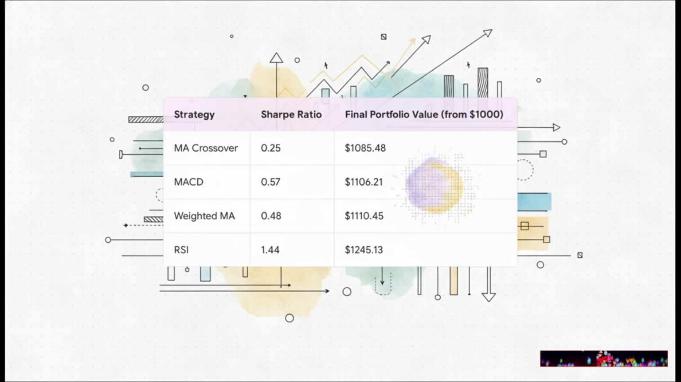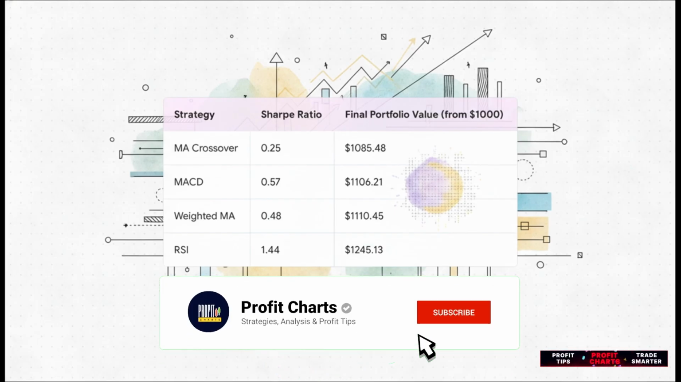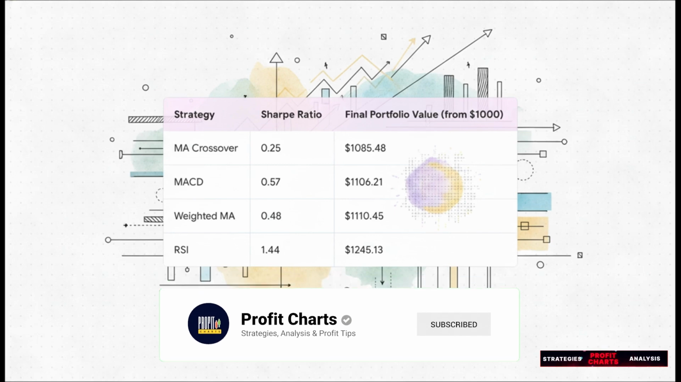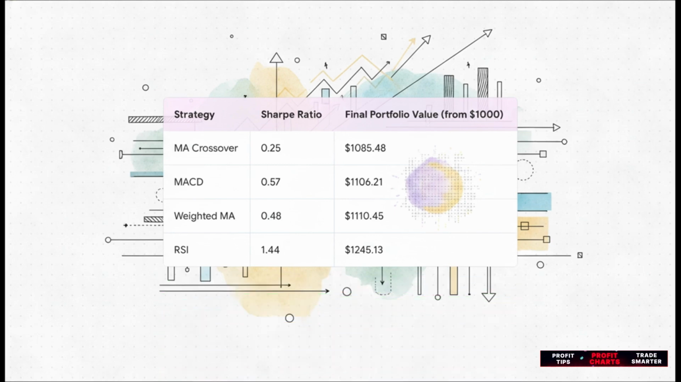Okay, so this is where it gets really interesting. We're looking at 4 different strategies here. Now, your eye might jump straight to the final portfolio value, but the metric the pros look at is the Sharpe ratio. That number measures your return for the amount of risk you took. A higher number is way better. And you can see clear as day that the RSI strategy with a Sharpe of 1.44 didn't just make more money, it did it way more efficiently from a risk perspective.